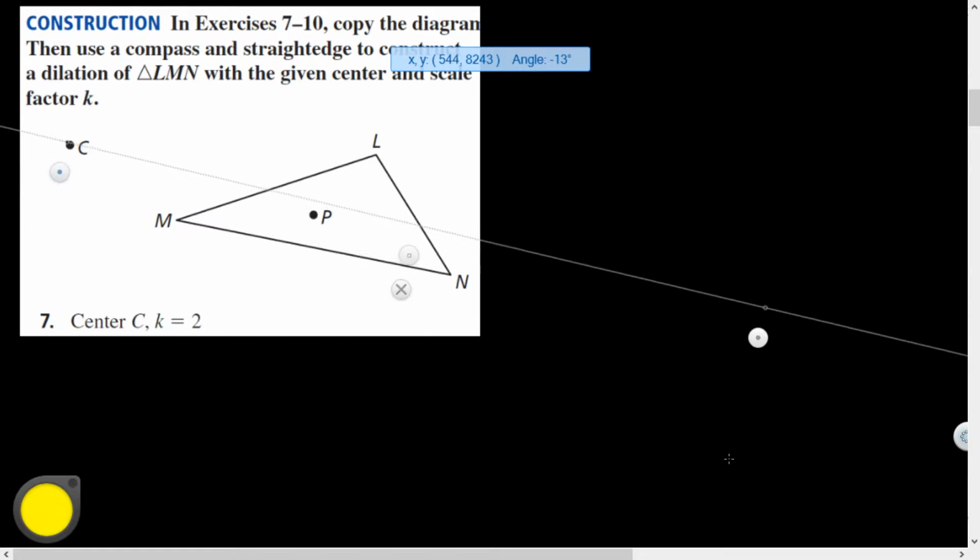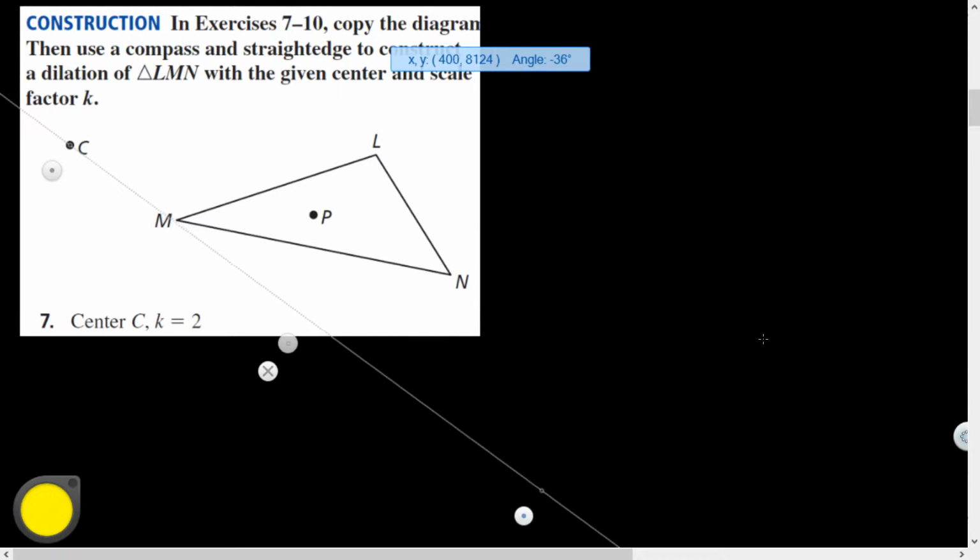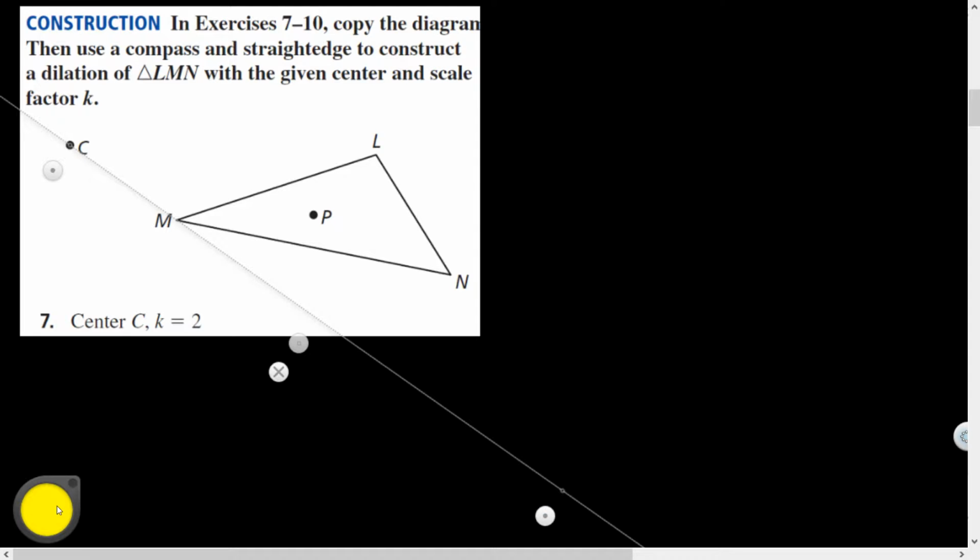But guys, check this out. Let's do some construction. Here we go. It says use a compass and straight edge to construct a dilation of triangle LMN with the given center and scale factor K. So here's the center of dilation, C, and here's my triangle. Let's see, I'm going to draw some lines from C, the line CM. I think I'll use this light blue today.